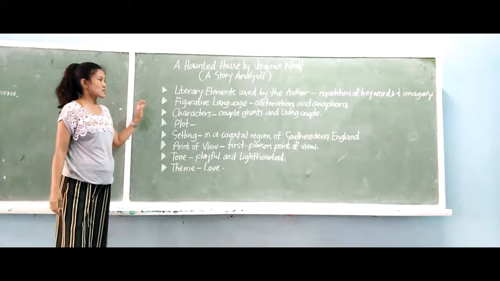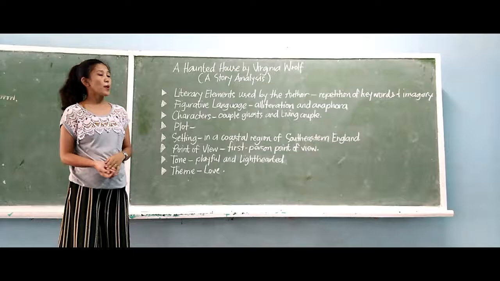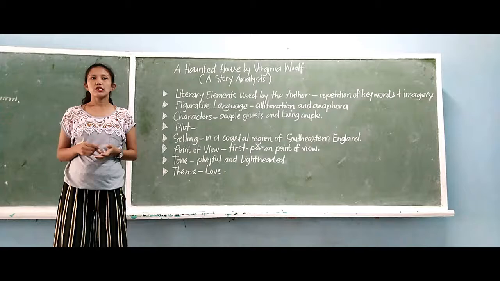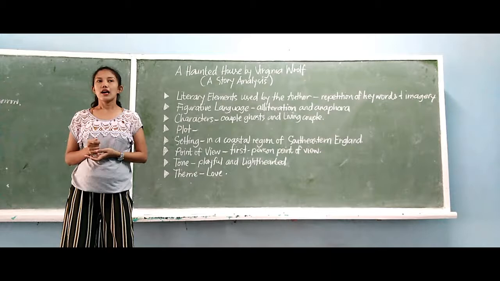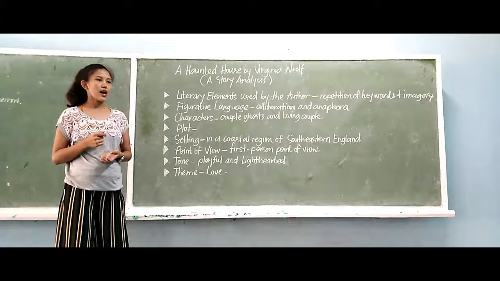So let's go to the characters. We have only four characters, the ghost couple and the living couple. The ghost couple are the former occupants of the house and they decided to go back to the house to find the treasure. And the living couple are the recent or the current occupants of the house.